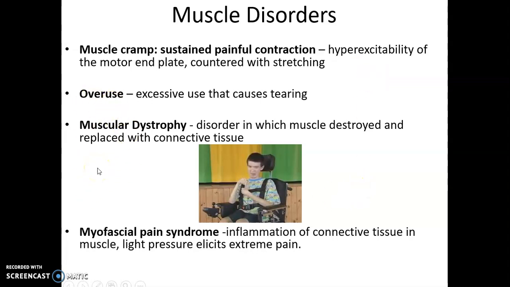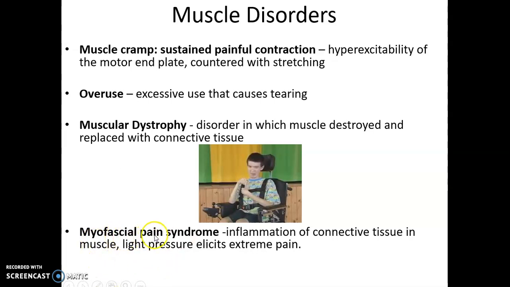Over years, you use your muscles too much. This can lead to tearing in the muscles. Usually this tearing is minor enough that it can get repaired on its own, but you will be very sore. This is the leading reason why people don't keep up with their exercise routines. Muscular dystrophy is a disorder in which muscles are destroyed and replaced with connective tissue. This is a degenerative disorder so that they lose more and more muscle control over time.